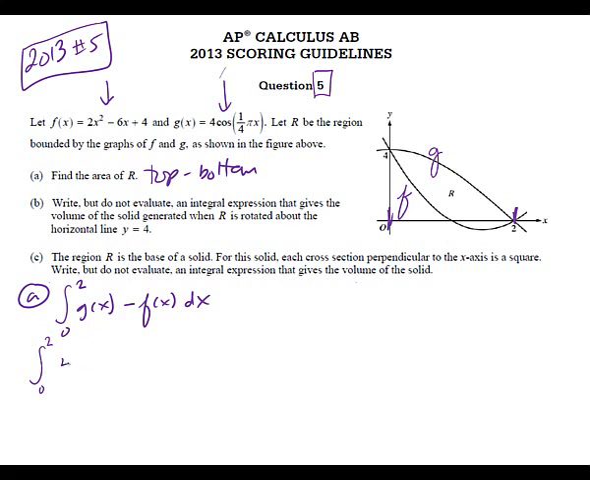So my g of x was 4 cosine. Instead of writing 1/4, I'm going to say it's pi over 4. It's the same thing. x. Minus my bottom curve, which is 2x, put it in parentheses, squared, minus 6x plus 4 dx.